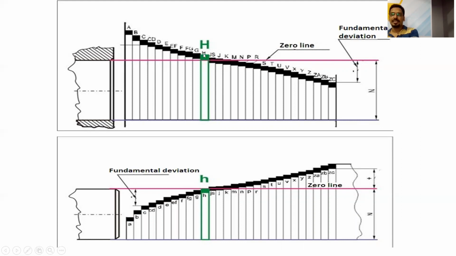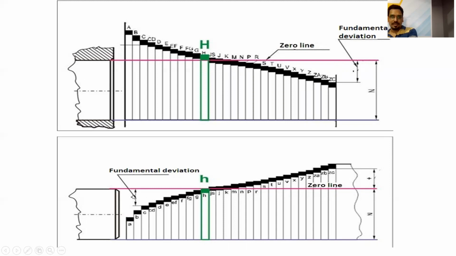If you find capital H in any numerical, you can directly write that the lower limit of the hole is equal to the basic size. And before this capital H, the lower limit of the hole is greater than the basic size. You can see that this is the difference between the basic size and the lower limit. So there is a gap. So we can see that there is a clearance fit. And after H, there will be the condition of transition fit or the interference fit.